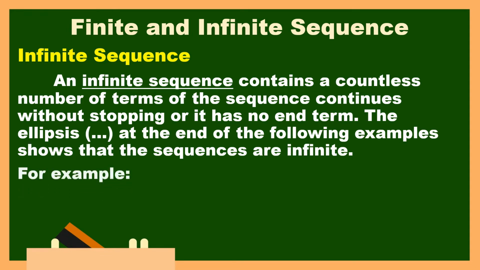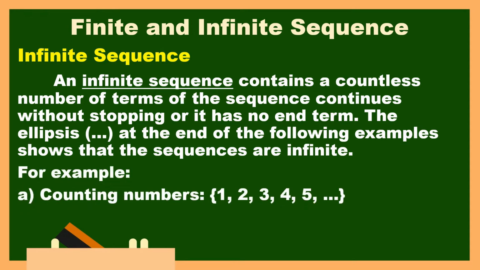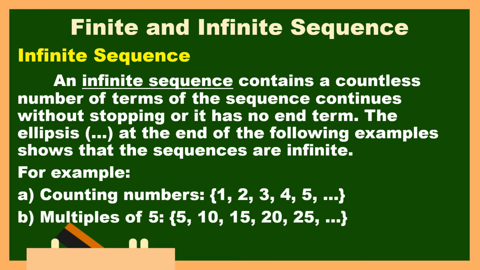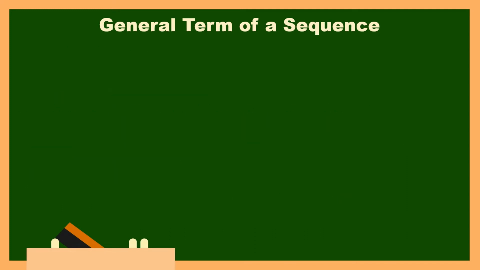For example, the set of counting numbers has elements such as 1, 2, 3, 4, 5, and so on. Yang tatlong dots na yan o yung ellipsis ay nagpapahiwatig na marami pa ang counting numbers na sumusunod kay 5. Another example, the set of multiples of 5 has elements such as 5, 10, 15, 20, 25, and so on.